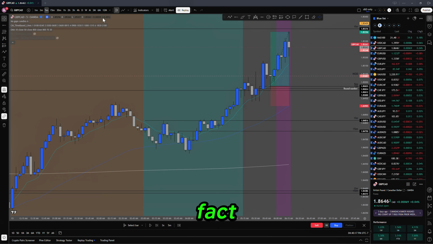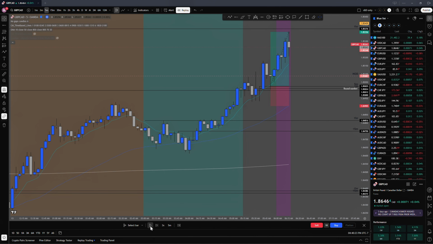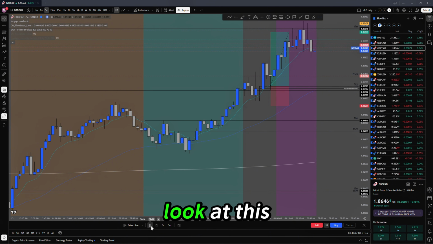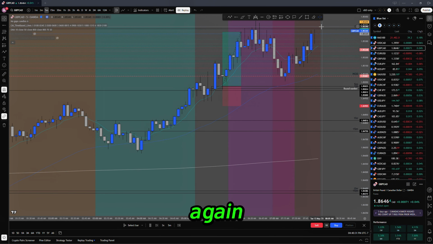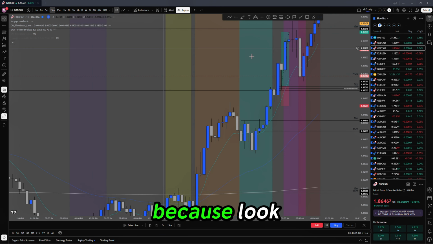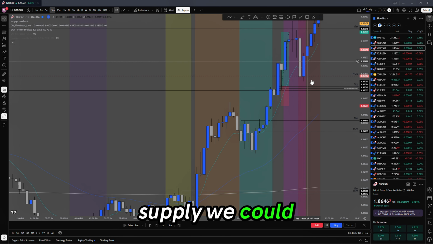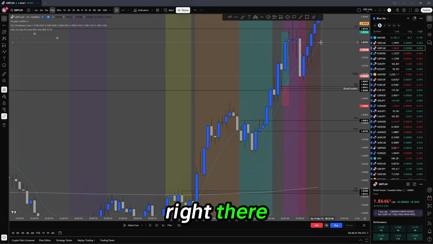And matter of fact, if greed had gotten the best of me, we could have taken this trade twice. Don't believe me? Watch. Look at this. Price came back down and then gave the move again. However, you don't want to do that because look, we tapped this supply. We could have easily gone down. Look at that candle. That's selling pressure right there.